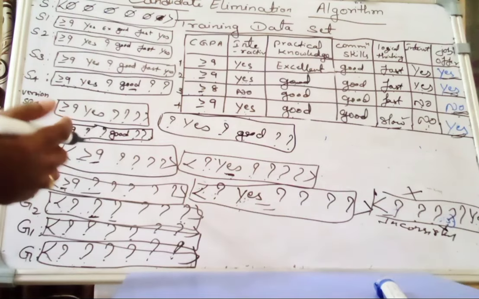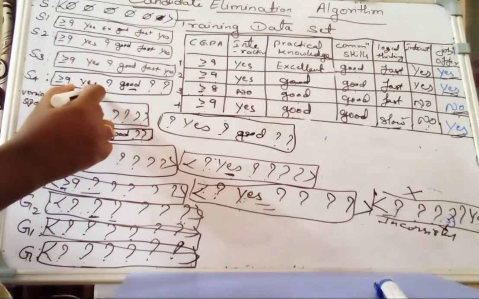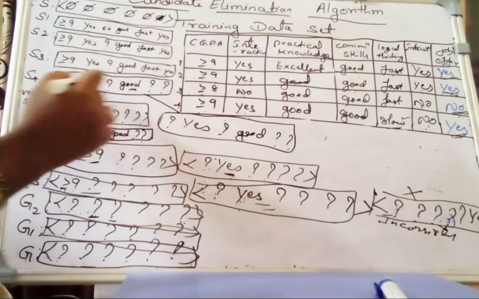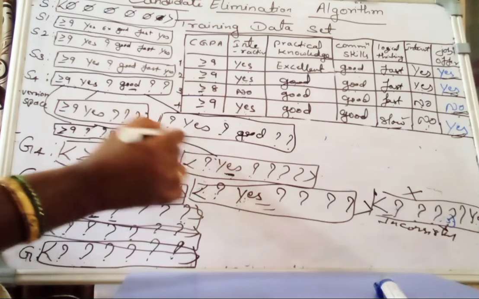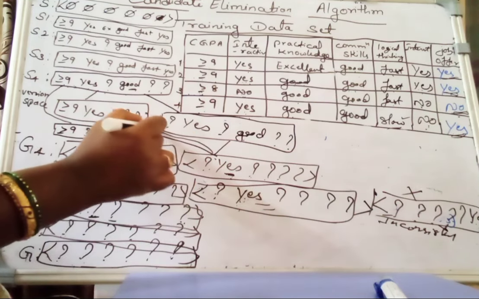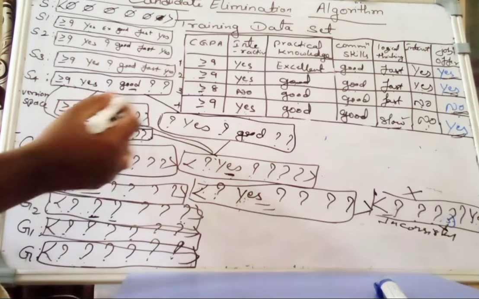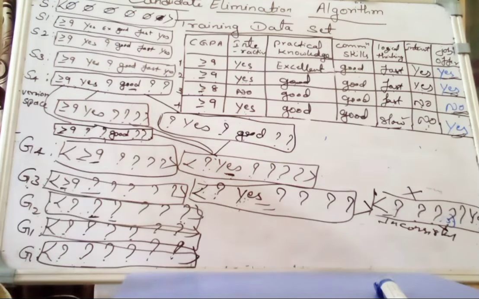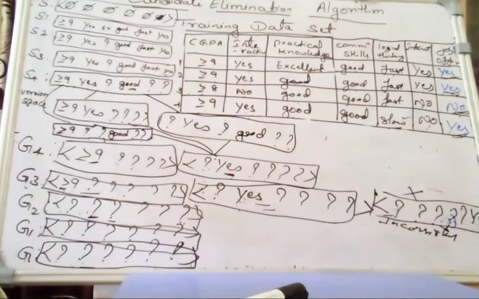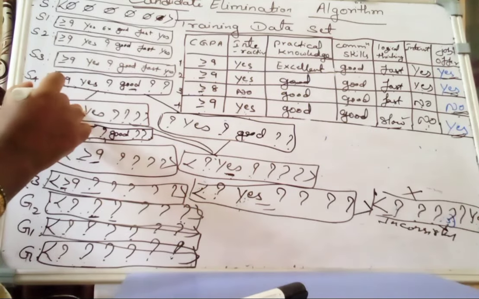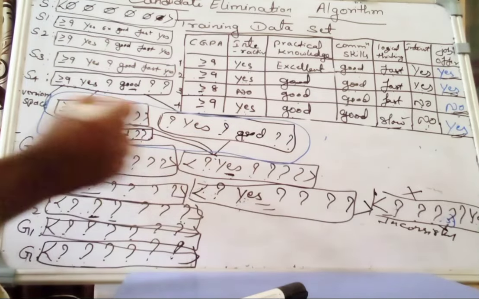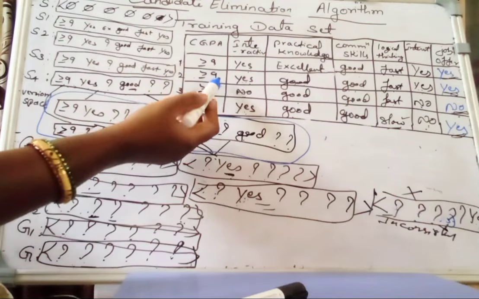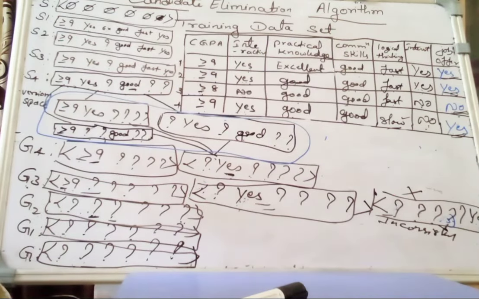So what I did was merge G4 and S4. After merging G4 and S4, I got a set of hypotheses like this. All three we merged, and the possible hypotheses we wrote here. So this is our final answer, how to generate the version space. This is the consistent hypothesis, all three we have generated, which will satisfy this training data set for both positive and negative samples.